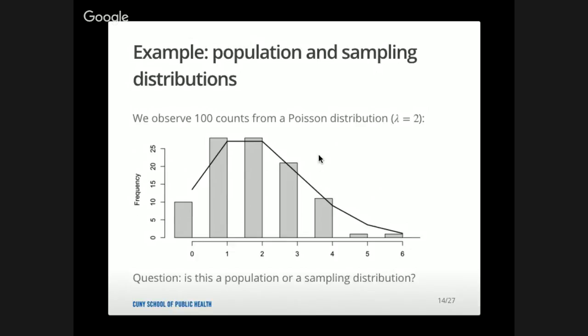We drew 100 counts from that distribution and made a bar plot, and then overlaid the population probability distribution. So my first question looking at this is: is this a population or a sampling distribution? You're seeing a probability distribution here in terms of frequency rather than probability, but you could just divide this by the total, by 100, and it would be probabilities. So is that a population or sampling distribution?